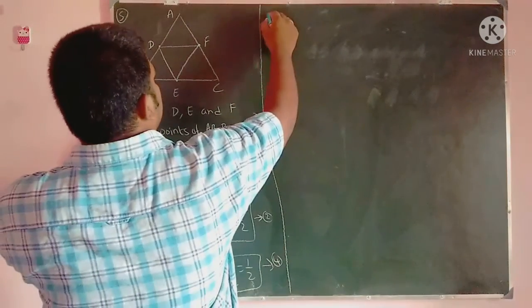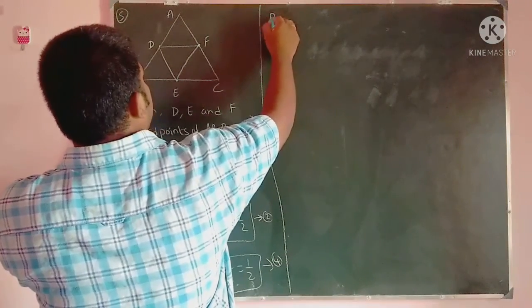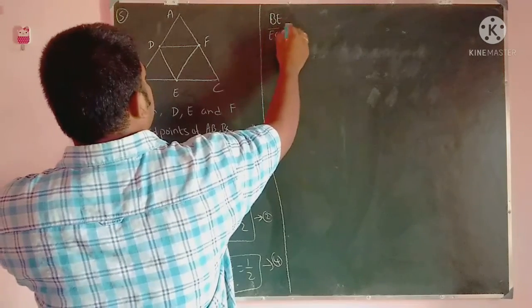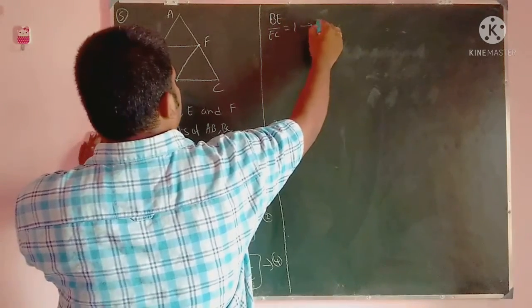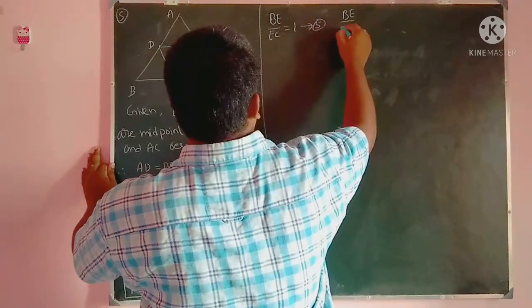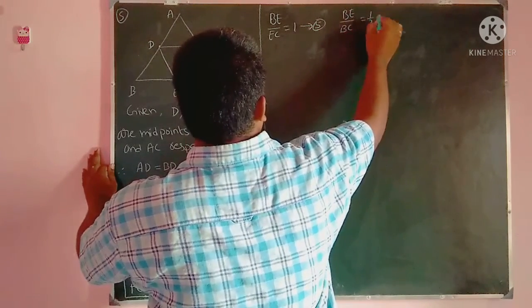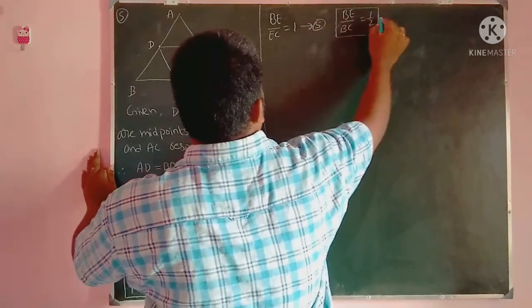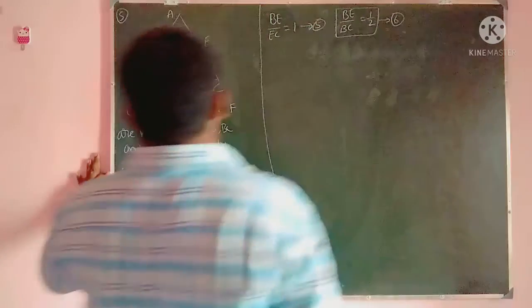Similarly we can write BE by EC is equal to 1 and BE by BC is equal to 1 by 2. And let it be 6.